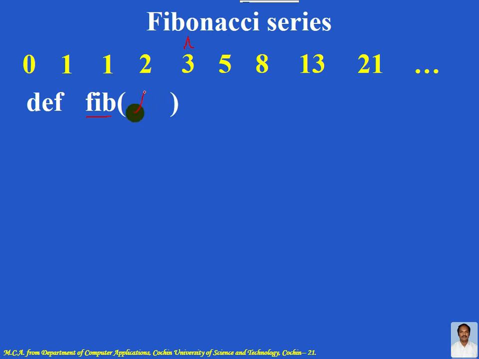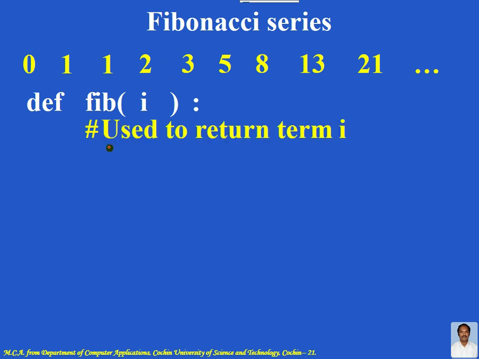So certainly that i should be passed as an argument, and the function header should end with a colon. So the function header ends with a colon and term i. So i should be passed as an argument. This i we will read in the main function or somewhere else, and when you call this, it is passed as an argument. Certainly you need a docstring: used to return term i of the Fibonacci series.